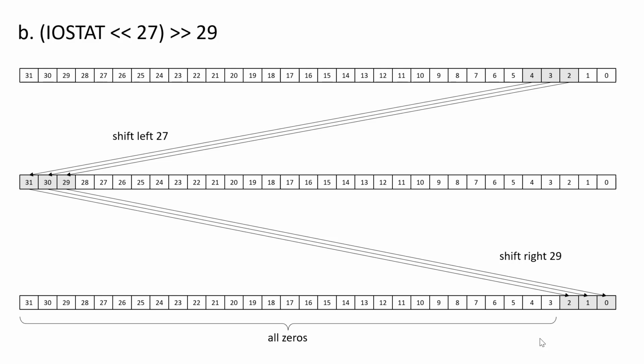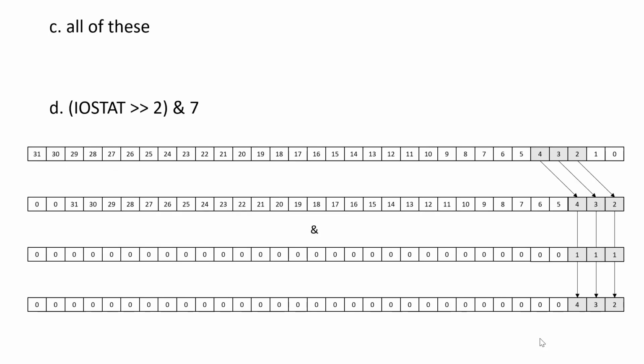So that works too. And then this one, you shift IOStat down by 2, and then just mask off the new low-order 3 bits. So the original 4 down to 2 gets shifted down to the right-hand side and becomes 2 down to 0, right? And then you just mask off bits 2 down to 0 with 1 1 1. So all 3 of those approaches work.